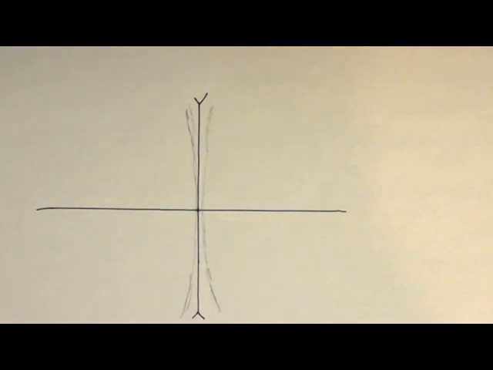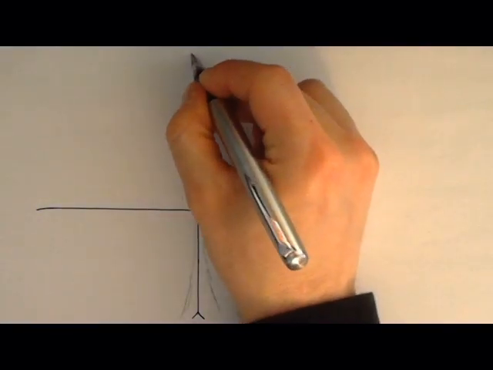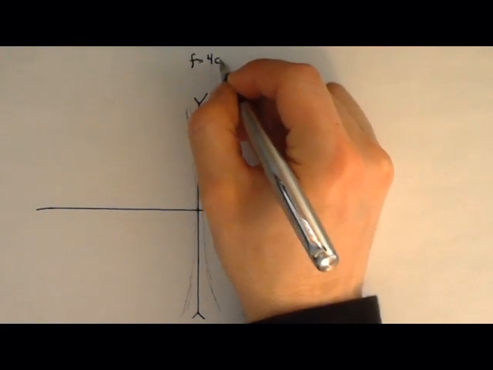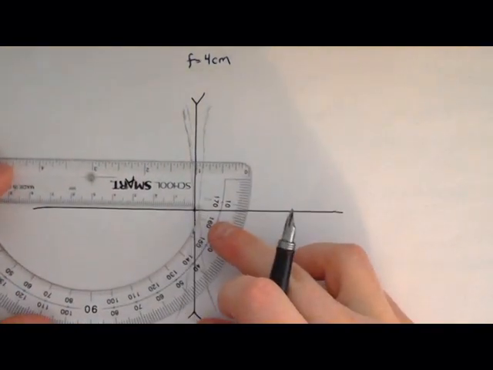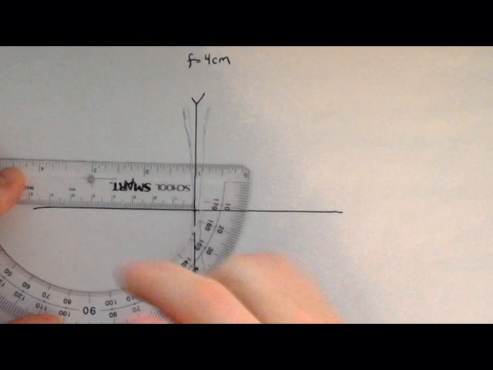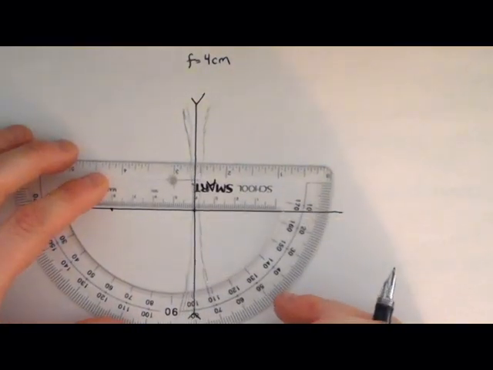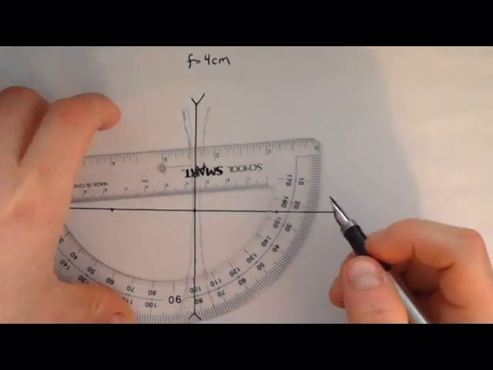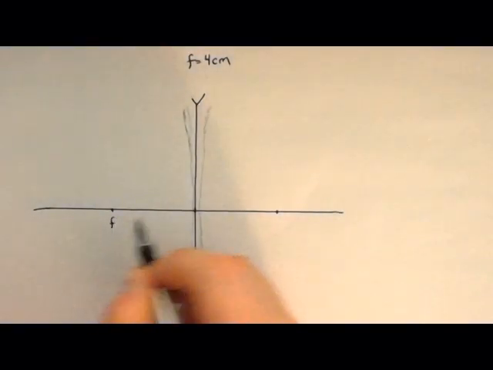Okay? Now, we're going to use a focal length of 4 centimeters for this particular lens. So one focal point will be here. The other focal point will be here. So those are my two focal points. Label them F.